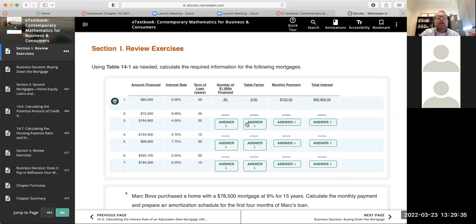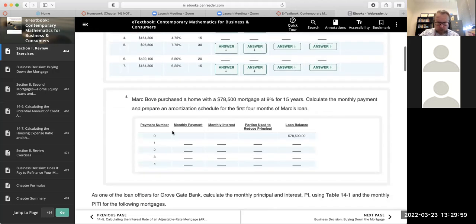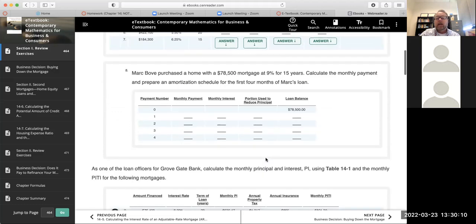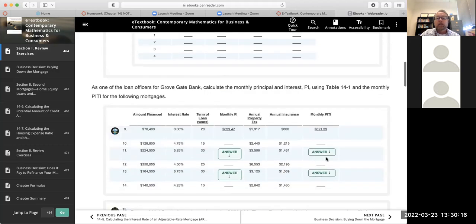But in section 4.6, the last one I want to bring to your attention is this one here. Those are review exercises. So again, these you're just going to be going through the table. You might want to work on a few of these, but you take the amount, divide it by 1,000, and then look up on the table the interest rate and the terms of the loan. Get your table factor and then do your math. We already kind of went over that a little bit earlier. And then here's one, the same one I just did with the amortization table, where you're starting with your loan balance, figuring out your monthly payment, figure out your interest, figure out the portion to reduce your principal, which is the remainder of these 2, and then you deduct it from the balance. So at the end of 4 months, you have a lower balance. So anyway, those are the problems.